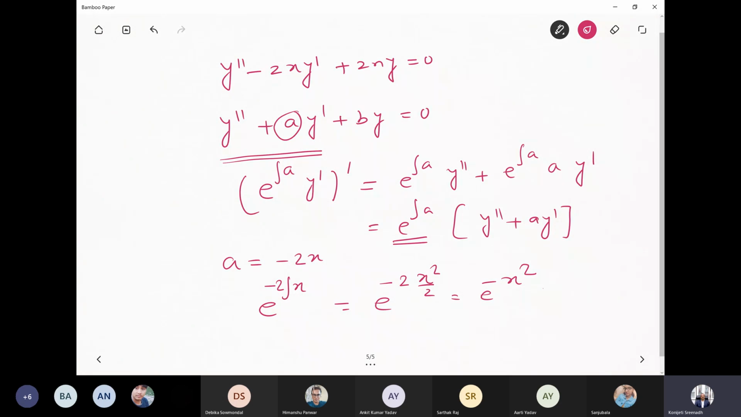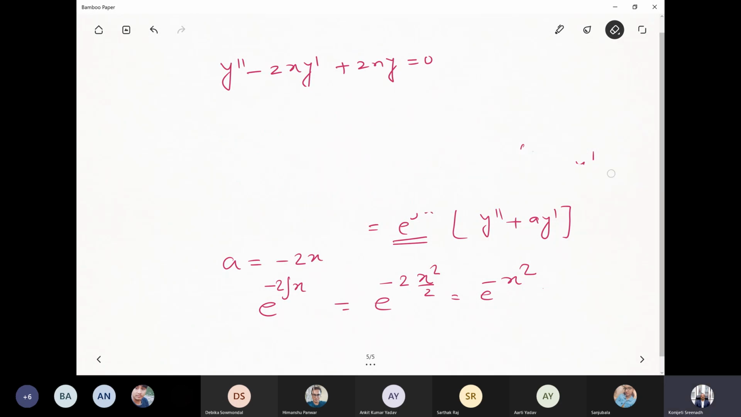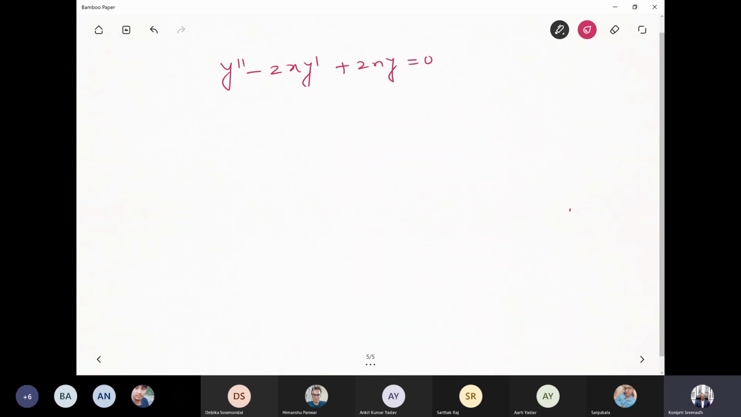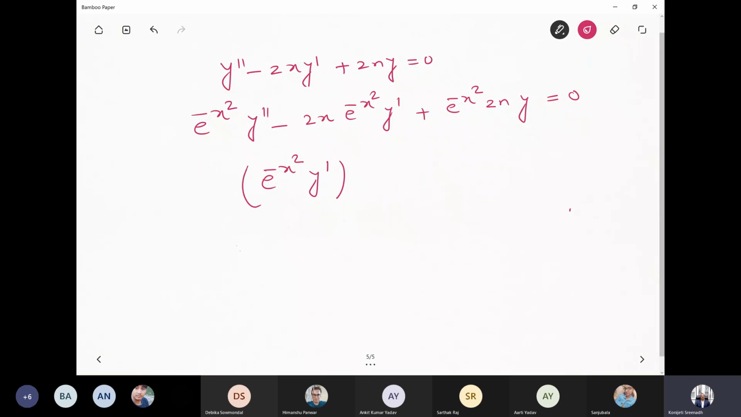That means I have to multiply this equation by e power minus x squared. So when I multiply by e power minus x squared, I get exponential of minus x squared times y double prime, minus 2x times e power minus x squared times y prime, plus e power minus x squared times 2n times y equals 0. This equation can be written in the self-adjoint form, plus e power minus x squared 2n y equals 0.